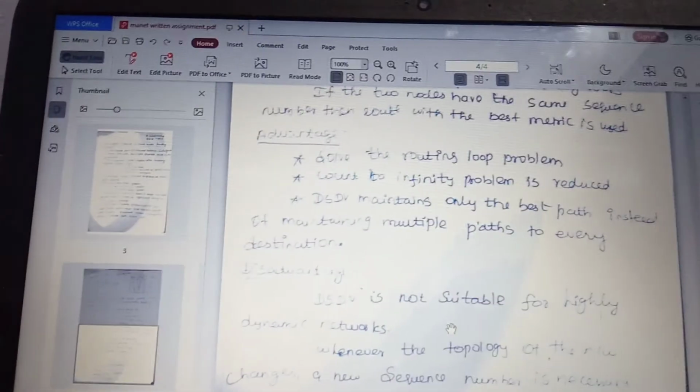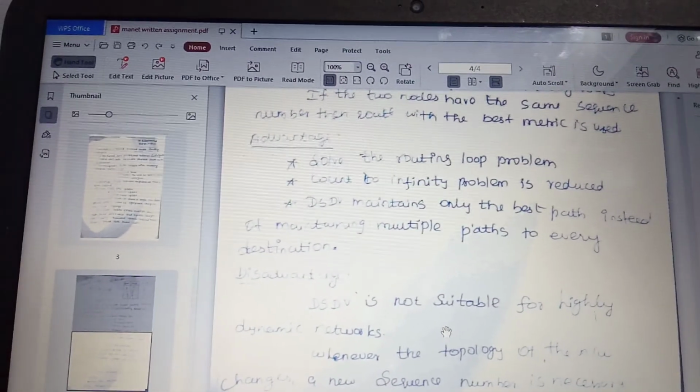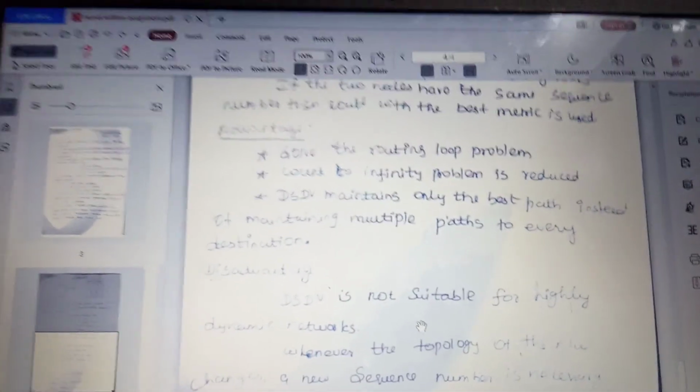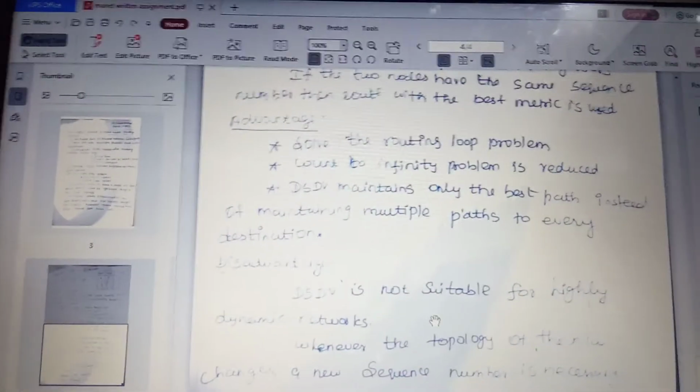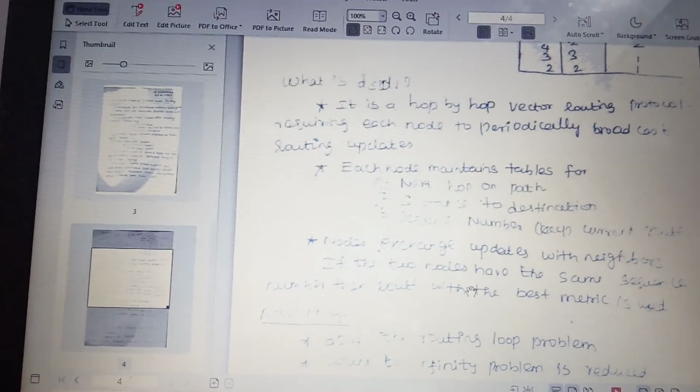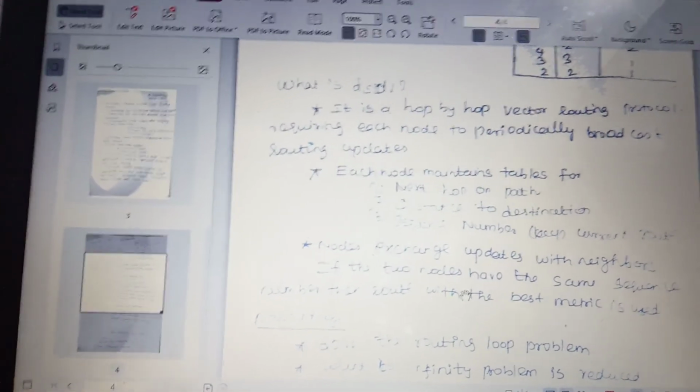Here are the advantages and disadvantages of the destination sequenced distance vector routing protocol. It is a hop by hop vector routing protocol, and the wireless routing protocol is a proactive unicast routing protocol.